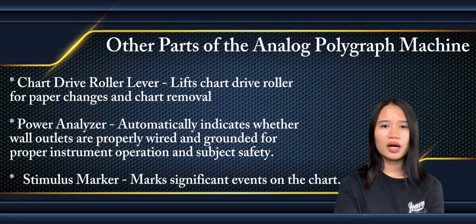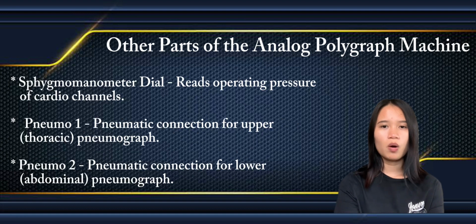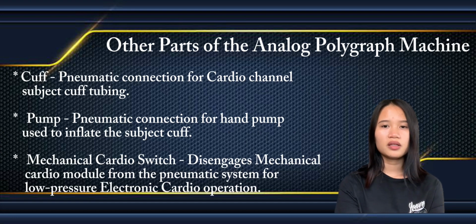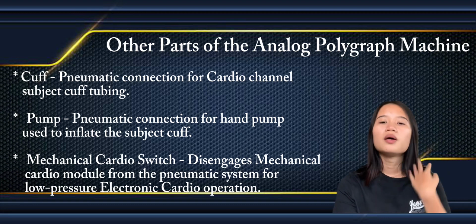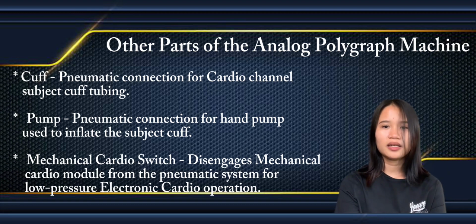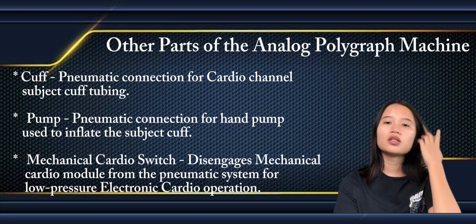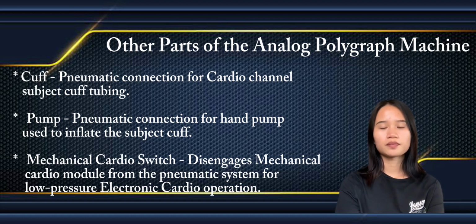Stimulus marker marks significant events on the chart. Sphygmomanometer dial reads operating pressure of cardio channels. Pneumo 1, pneumatic connection for upper thoracic pneumograph. Pneumo 2, pneumatic connection for lower abdominal pneumograph. Cuff, pneumatic connection for cardio channel subject cuff tubing. Pump, pneumatic connection for hand pump used to inflate the subject cuff. Mechanical cardio switch disengages the mechanical cardio module from the pneumatic system for a low-pressure electronic cardio operation.